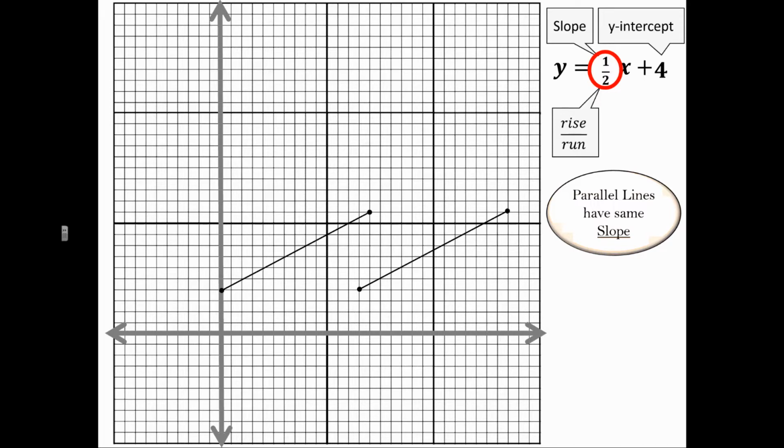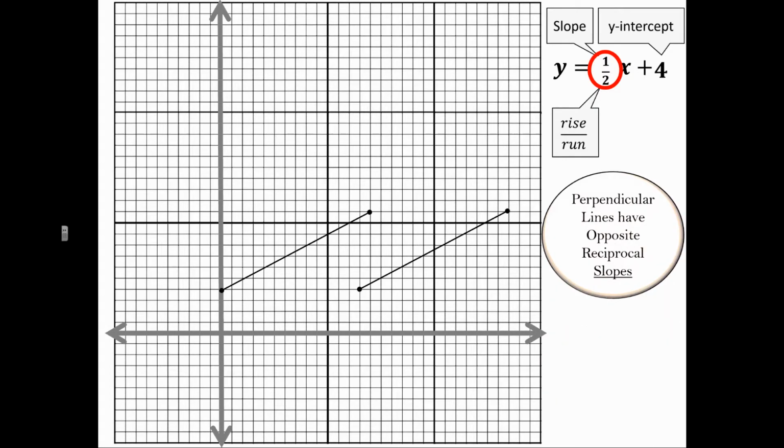In order to draw a diagram from a different perspective, we aren't going to be using parallel lines, but rather perpendicular lines. So let's take a look at how that works. Perpendicular lines have opposite reciprocal slopes, which sounds pretty complicated. Opposite means we have to flip the sign.